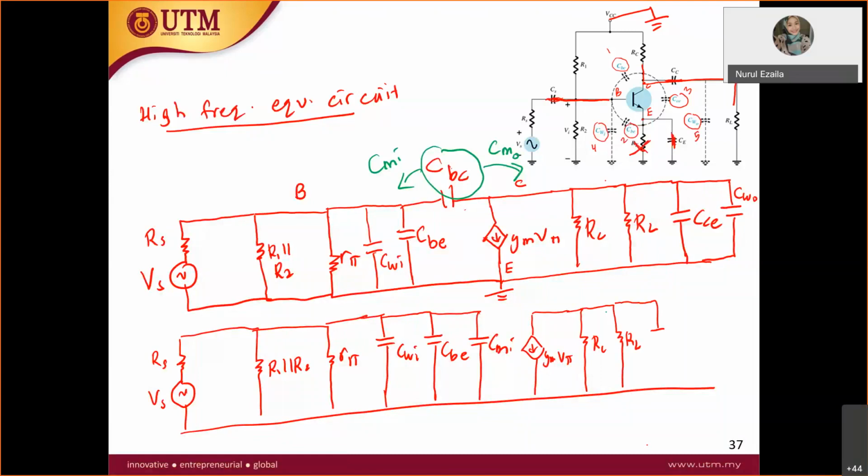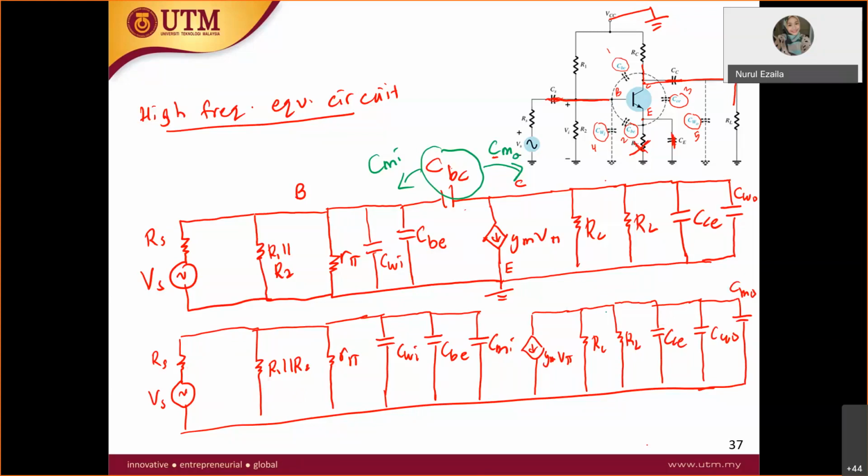And then here is CCE, and here is CW out. You have another one, CM out, which has been split out at the output, so you write CM out here too. Quite long. So this is the whole equivalent circuit of your high frequency response. It's quite long to do, so sometimes students do it in landscape on paper, but vertical is also no problem.